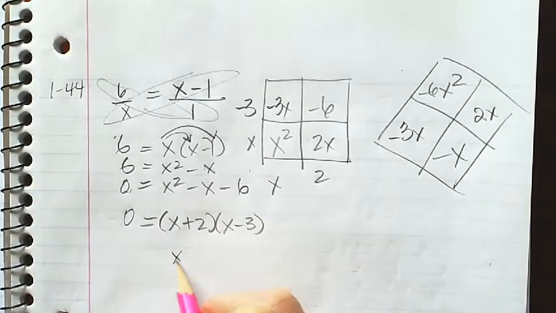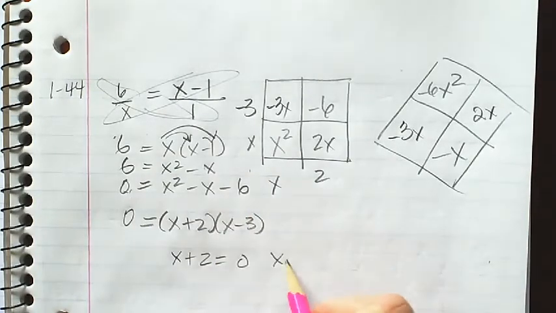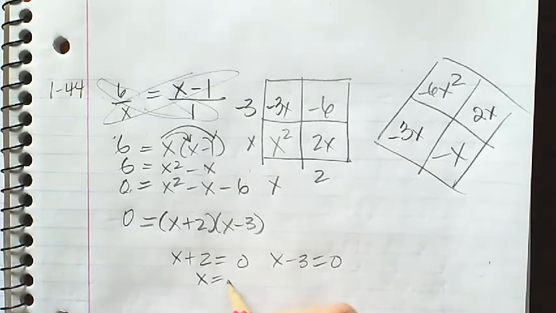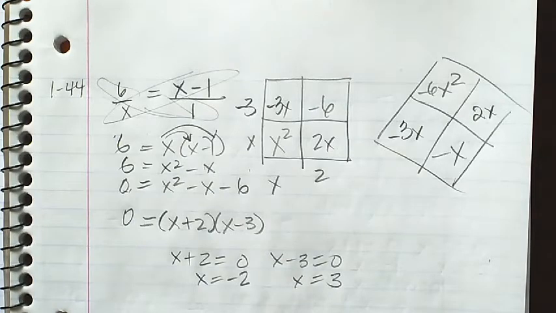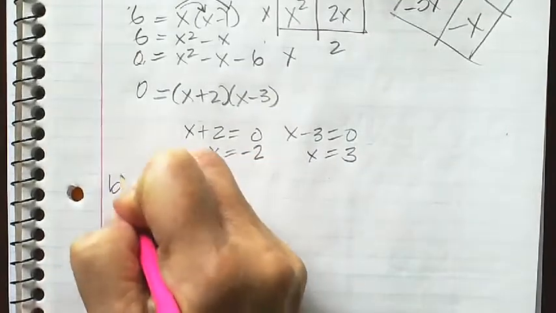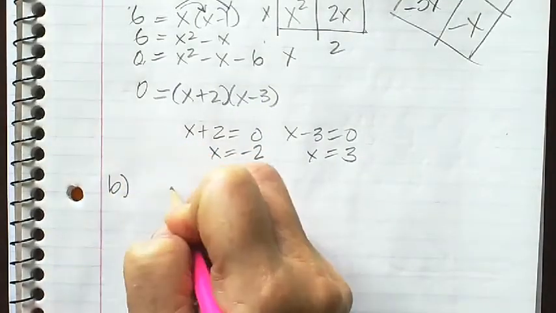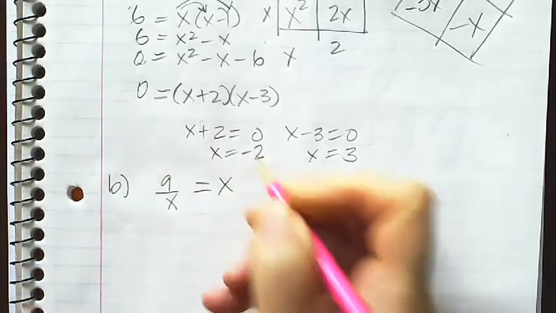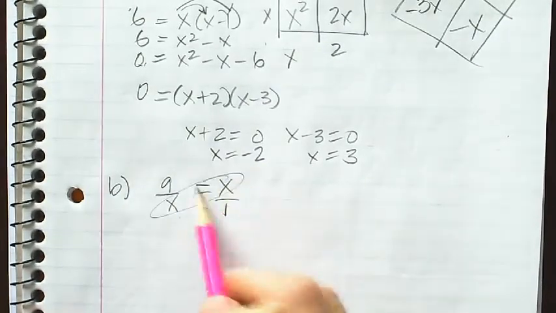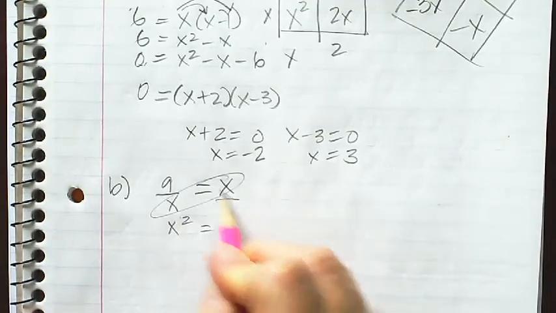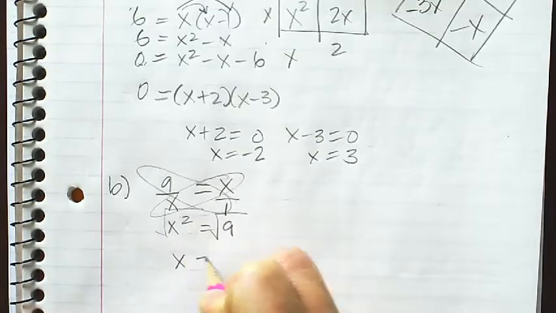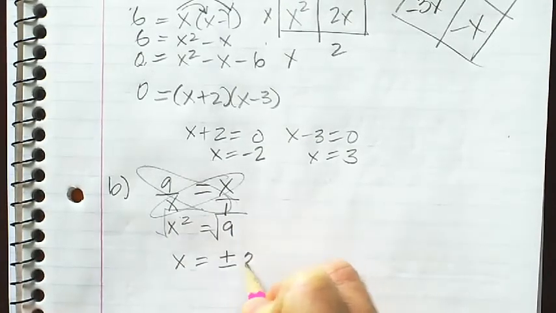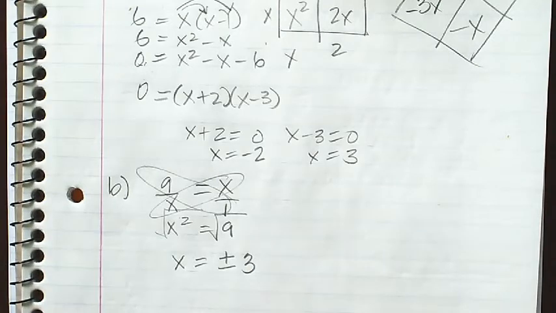And using the zero product property, there are my solutions. Okay, I'm going to say we can do this one pretty fast. I'm trying to save some time here. I know this is getting long. 9 over x equals x. So same thing. x squared equals 9. Just easier to solve. So x could be, take the square root of both sides, positive 3 or negative 3. Either one, if I square it, I get 9.